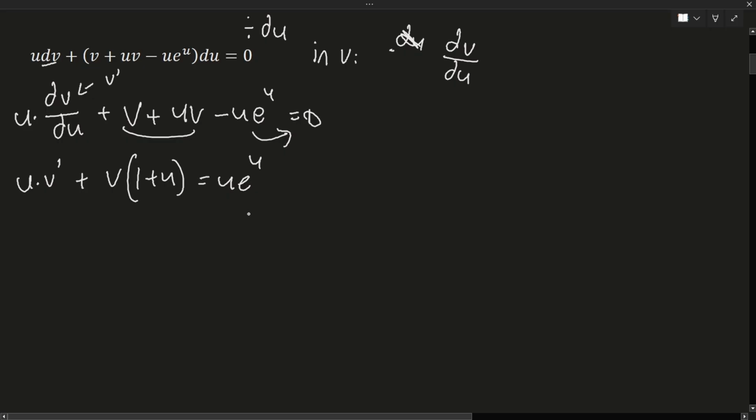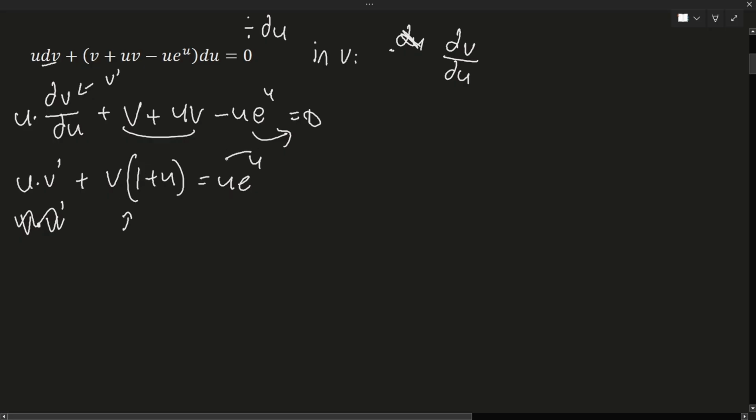Sorry, we're considering v as the dependent variable, okay? And there's nothing wonky happening with v, okay? There's u times v prime. As long as it's not this, it's still considered linear, so this doesn't matter. And over here, everything looks good.